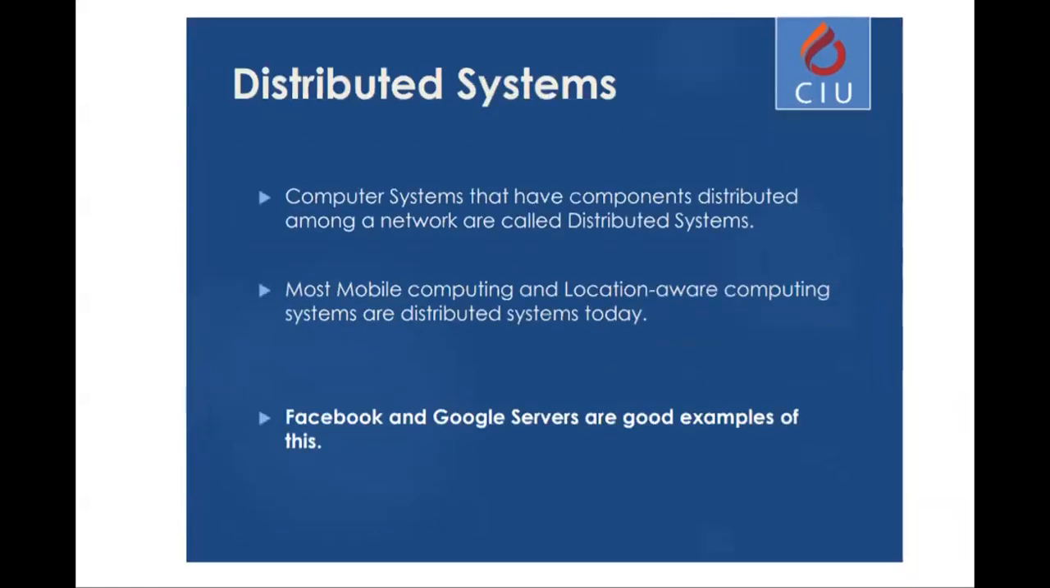Computer systems that have components distributed among a network are called distributed systems. Just so you know, a definition is given here. Most mobile computing and location-aware computing systems are actually distributed systems. For example, Facebook and Google services are good examples of distributed systems as well. But once again, remember that these services are so big right now. Any questions about distributed systems?